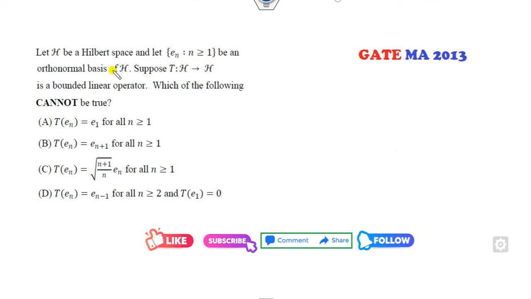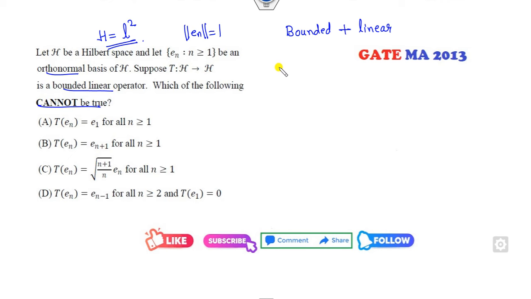Okay, look at this another one. H is my Hilbert space. I can simply take L2. En is my orthonormal, so the norm is my 1. It is given that T is a bounded operator. Which of the following cannot be true? So it means your target is to prove whether it's bounded and linear. So firstly check it's bounded. How can you check about the boundedness? Like for example, I can say this.